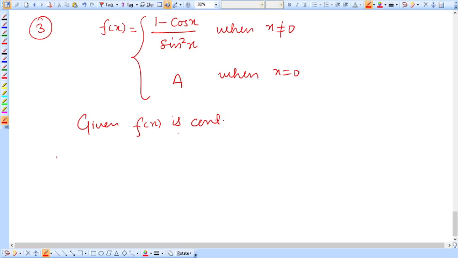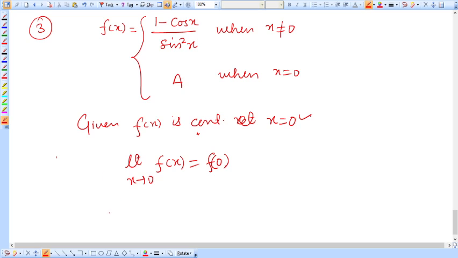अगर हमें करना ये है, अगर ये फंक्शन कंटिन्यूस होता है x is equal to 0 पे, if this function is continuous at x is equal to 0, then what is the value of a? Okay, for that we can assume that f of x is continuous at x is equal to 0, right? So therefore if f of x is continuous at x is equal to 0, this implies limit of x tending to 0 f of x is equal to f of 0.